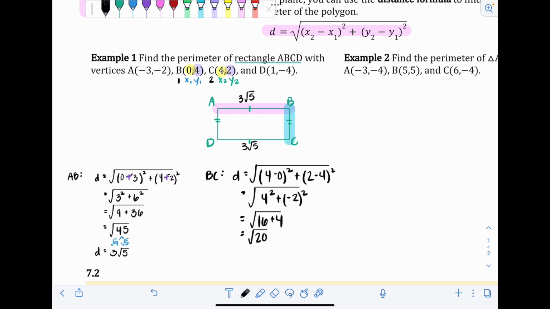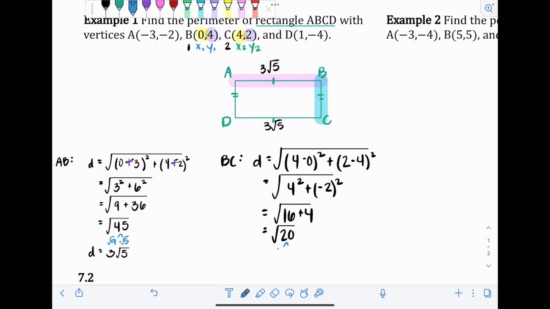And then same thing here, if we can simplify, we want to. So for 20, there is a perfect square factor. It's 4. We can think of 20 as 4 times 5, and then take the square root of both separately. So the square root of 4 would be 2, and the square root of 5 can't be simplified. So it'd be 2 root 5. So for BC, that would be 2 times the square root of 5, and then same thing over here for AD, 2 times the square root of 5.